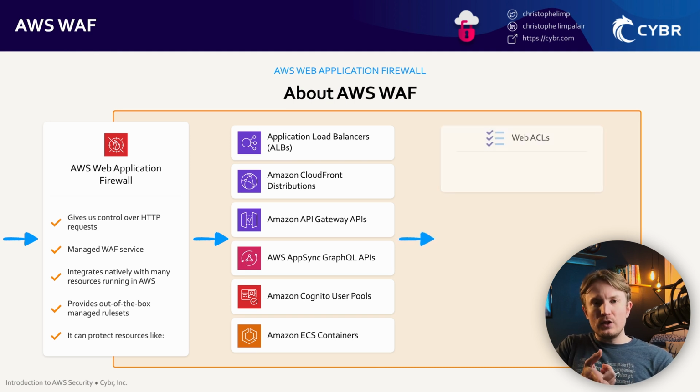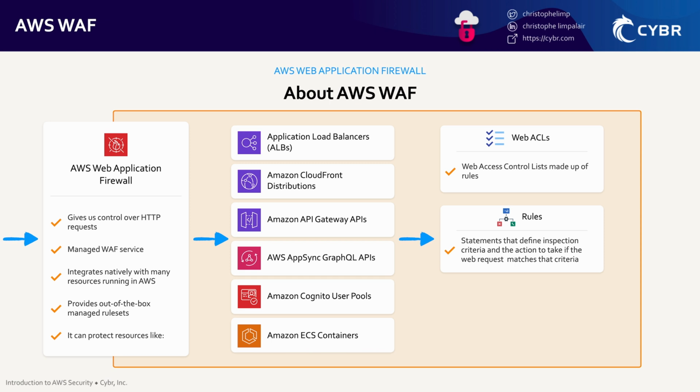You have Web ACLs, which are web access control lists that are made up of rules. You have rules, which are statements that define inspection criteria and the action to take if the web request matches that criteria. And you have rule groups, which are reusable groups of rules. We just mentioned how AWS provides managed rules that we can use out of the box, and that's made possible by rule groups that we can use, or we can even create our very own rule groups. So let's take a look at what these rules and web ACLs look like, but first, let's take a quick look at pricing.